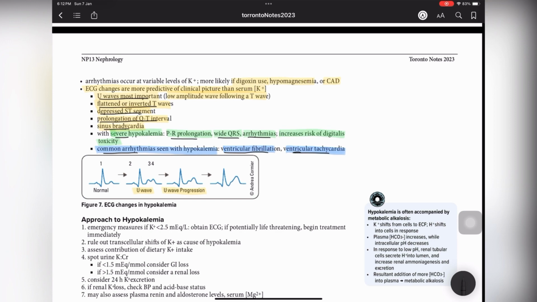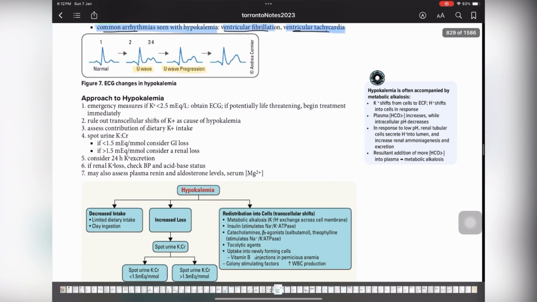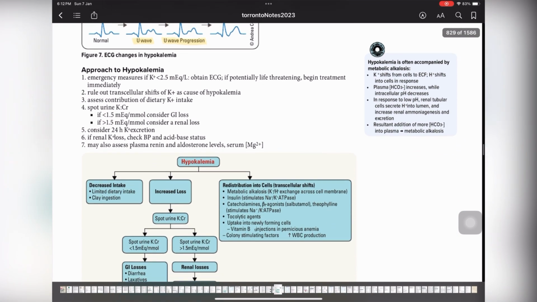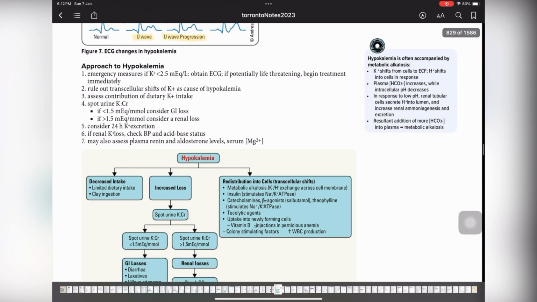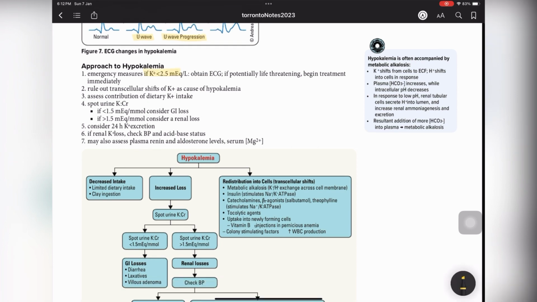Now we see the approach to hypokalemia. How do we approach a patient with hypokalemia? Let's say a patient comes in to the emergency department with hypokalemia. We need to check their serum potassium levels. If the potassium level is less than 2.5, we need to obtain an ECG. And after the ECG, we need to begin the treatment. And we need to rule out the transcellular shift of potassium as the cause of hypokalemia.